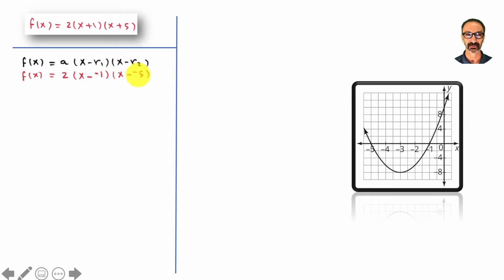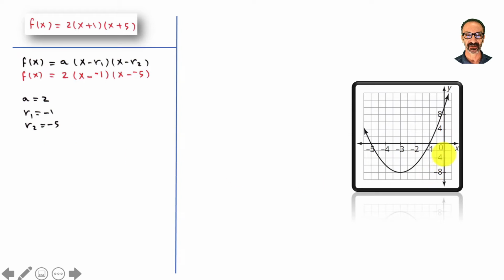Same idea here, you have to pay attention. r2 will be -5, not 5. What makes it 0 is -5, not 5. Okay, so I have a and r1 and r2. That confirms r1 and r2, which is -1 and -5.